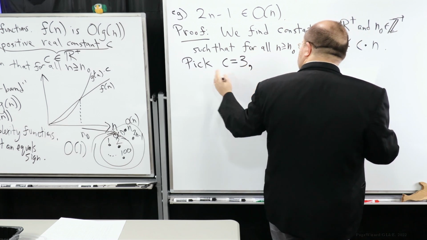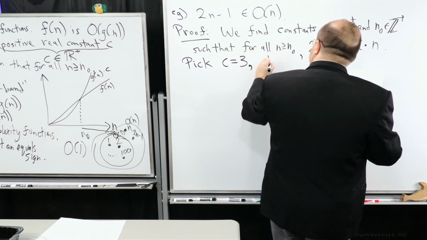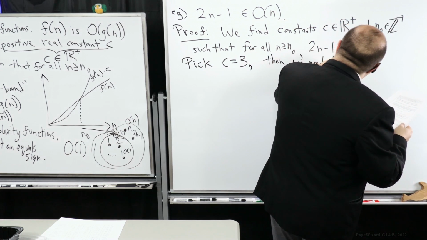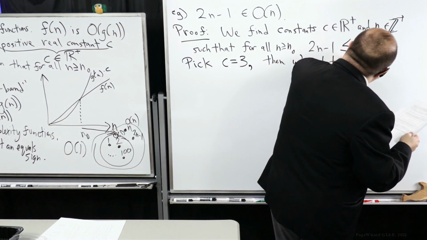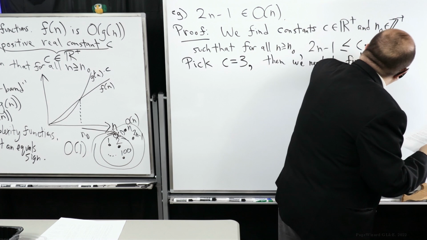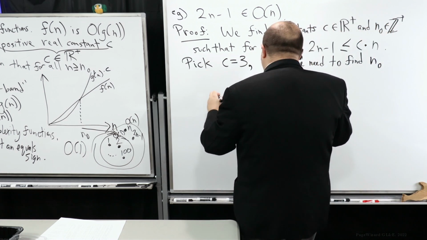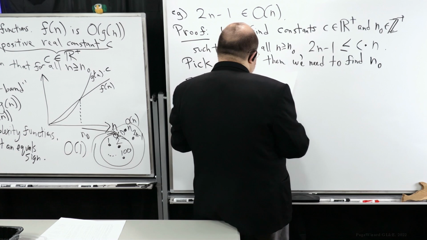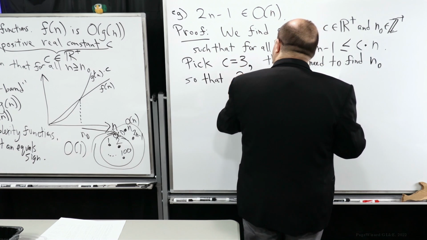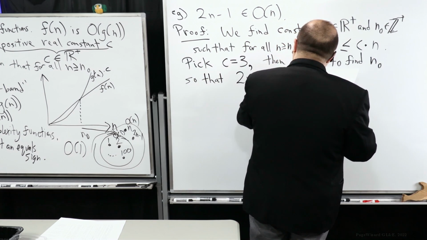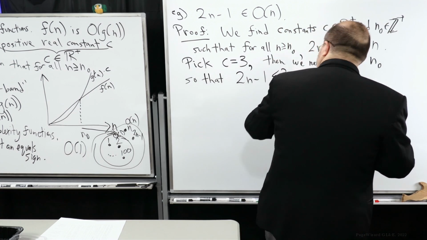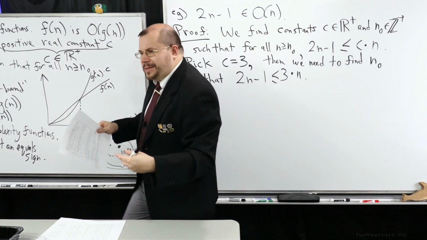So we're going to pick C is equal to 3. Then we need to find n0 so that 2n minus 1 is less than or equal to 3 times n. That's what it means when I put C in, right?